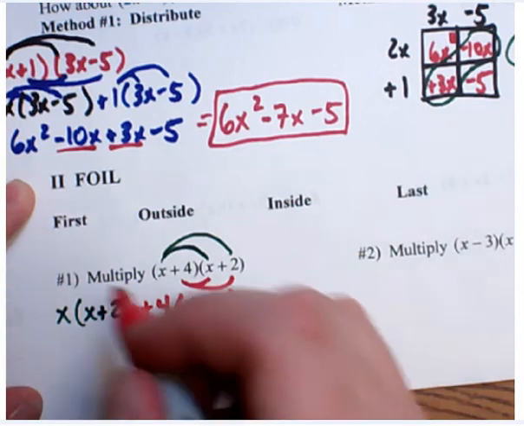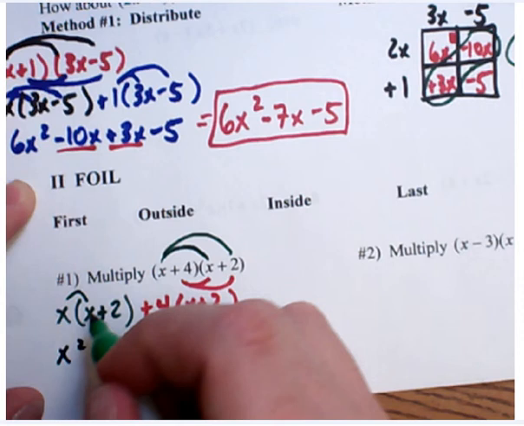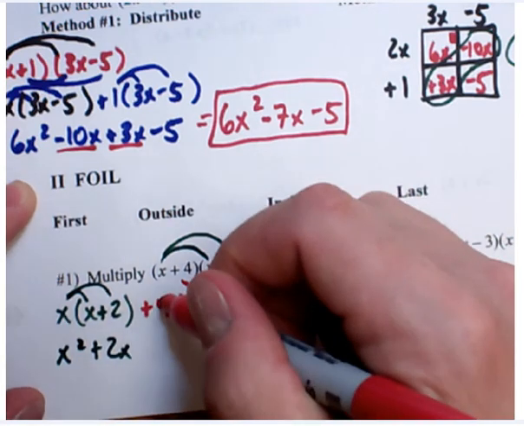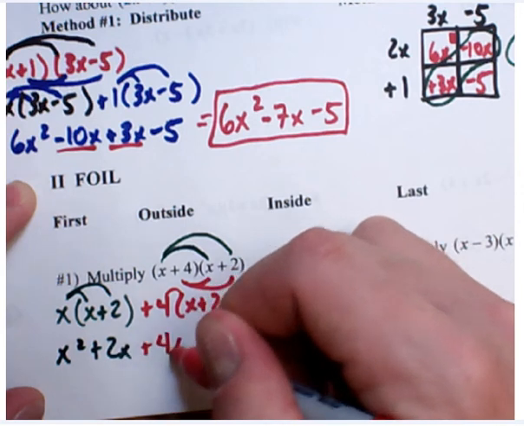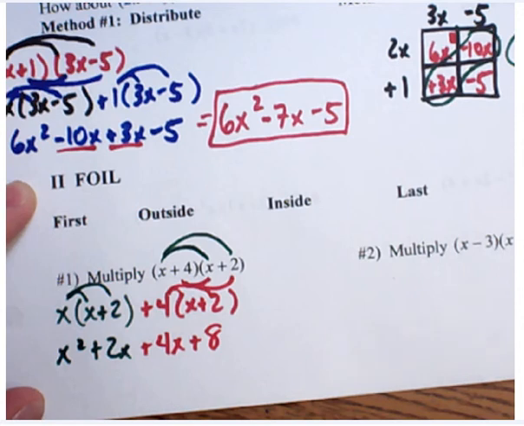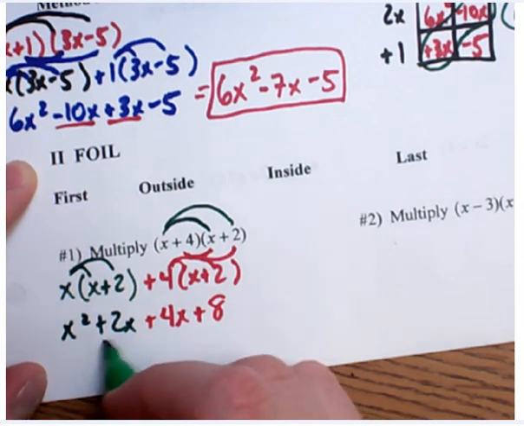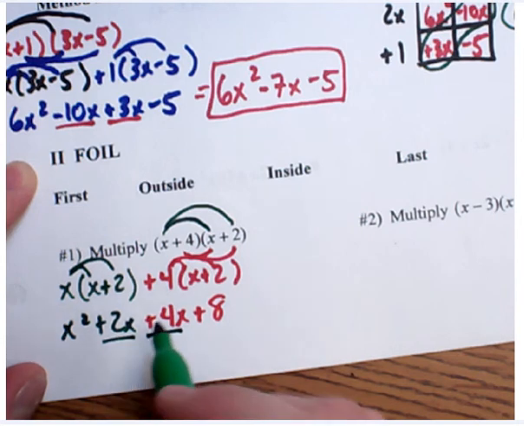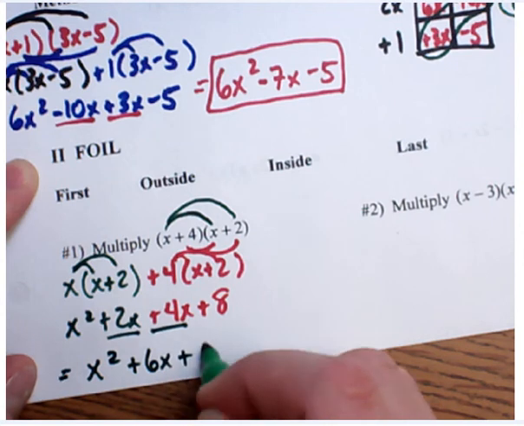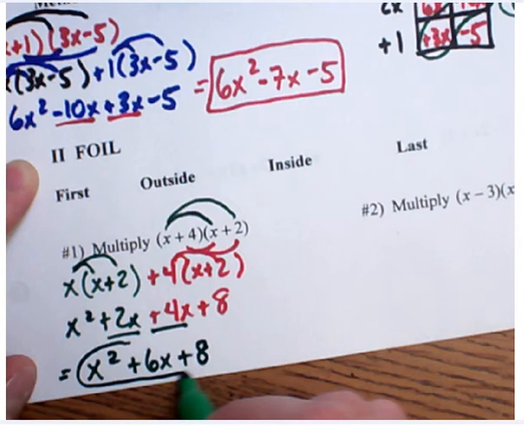Now we distribute. So we do x times x, x squared. x times 2 is 2x. 4 times x is 4x. 4 times 2 is 8. After you do this a few times, the process gets very easy. You'll go through it quickly. What can you combine? Positive 2x, positive 4x. So we get x squared plus 6x plus 8. And that's good. There's nothing else to combine.